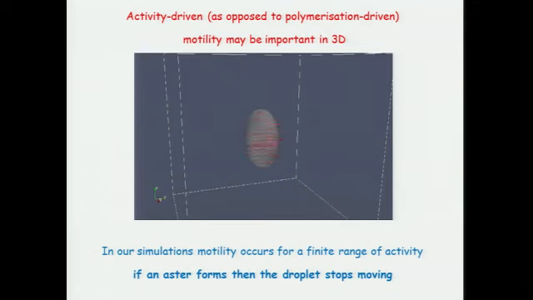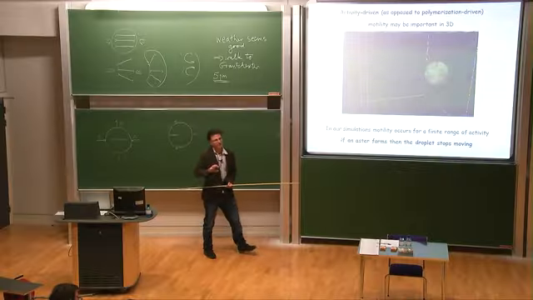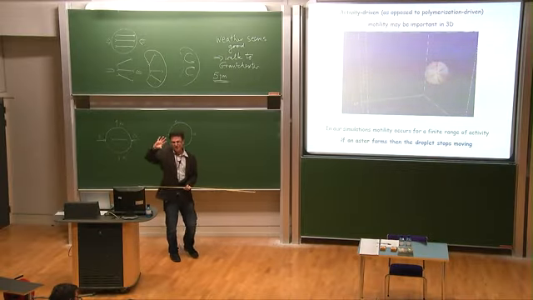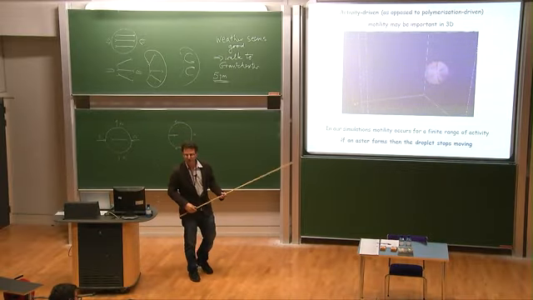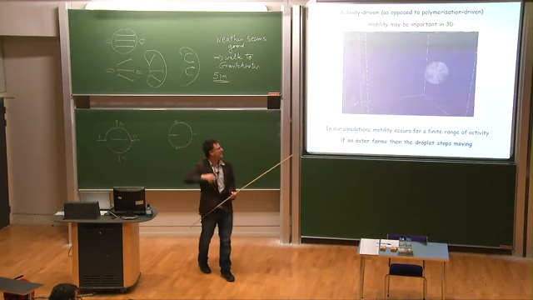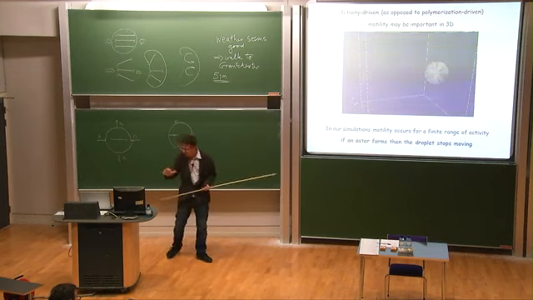The interesting thing in 3D is that there is a finite range of activity for which the droplet moves. If you overdo it, you can splay so much that you form a hedgehog, and this hedgehog by symmetry is now static, is stuck, and cannot move anymore. You would imagine that it could rotate, and indeed it could. In an extensile case you would see that, not in a contractile one, but it wouldn't go anywhere.